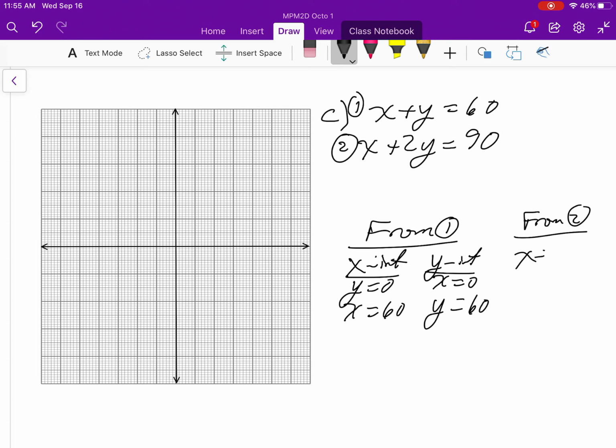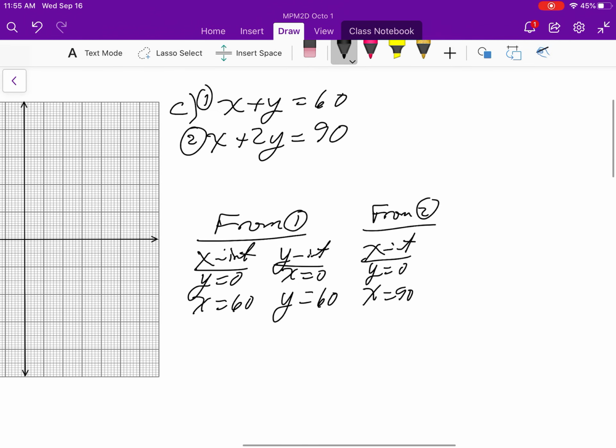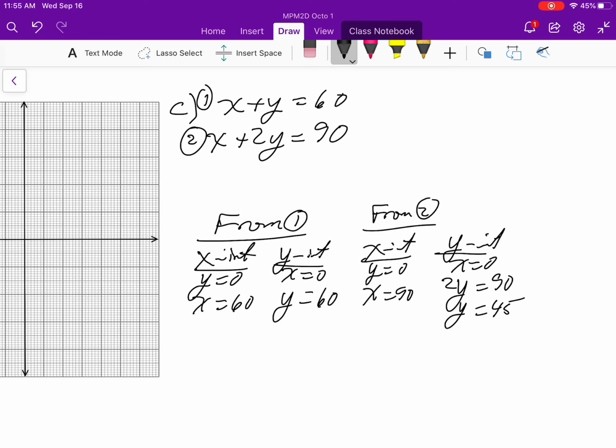The x-intercept for equation 2 is where y is equal to 0. So the x has to be 90 there. Okay, that helps. The y-intercept means that x is 0. And so the y is going to be 45 because we'll say 2y is 90. So y is 45. Okay, so the x-intercept has to be 90, the y has to be 45, so I think we can go with every second one is 30.